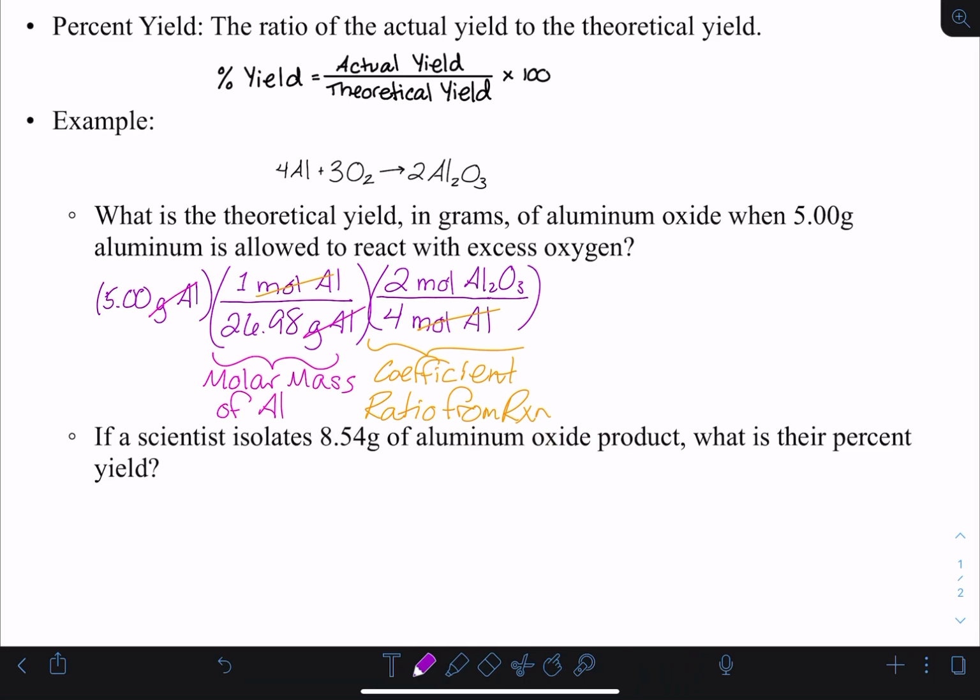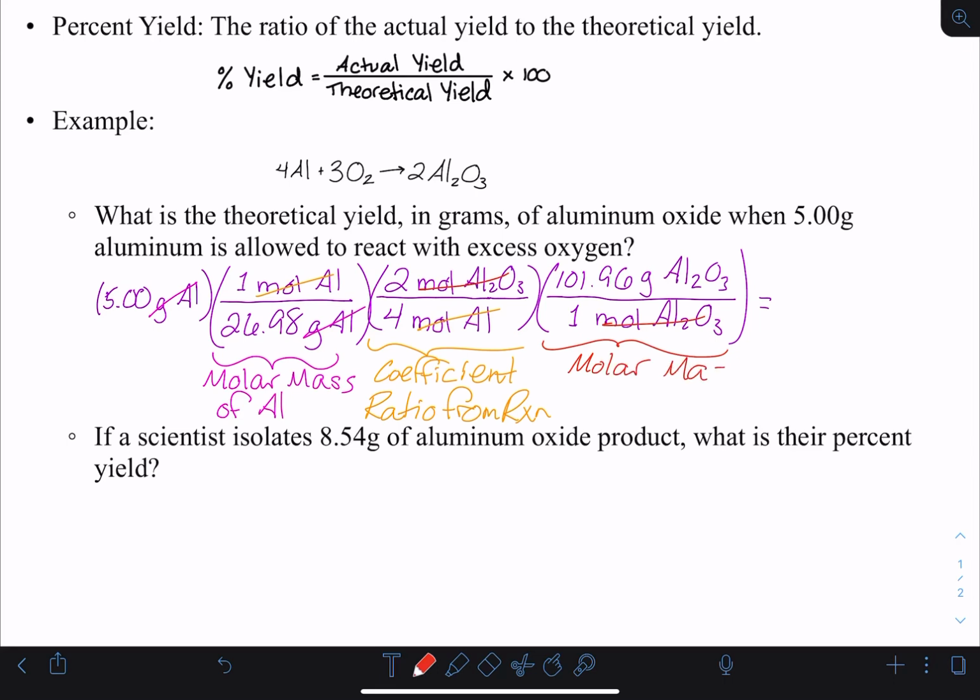And then our last step is to convert from moles of aluminum oxide to grams of aluminum oxide. We do that using the molar mass of aluminum oxide. If we add up from the periodic table the mass of 2 aluminum atoms plus 3 oxygen atoms, we get 101.96 grams of aluminum oxide is equivalent to 1 mole. So our moles cancel, leaving us in grams of our product, which is what we want. This was our molar mass of Al2O3. That gets us a total of 9.45 grams of product. So the maximum amount of aluminum oxide that we should be able to form from 5 grams of aluminum is 9.45 grams, and that is our theoretical yield.